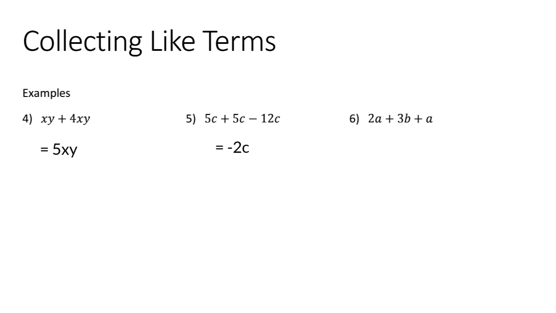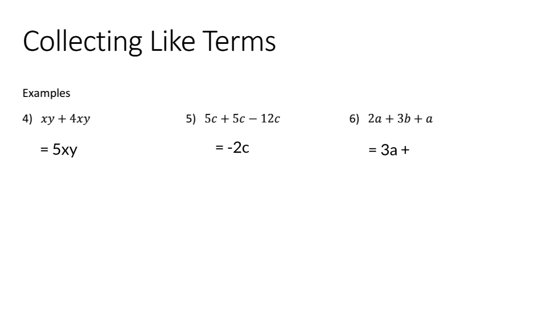For number 6, we have 2a plus 3b plus a. So I'm quite happy here that a and b are different. Okay, different letters of the alphabet. So if I'm collecting my like terms, I'm not going to bring the a's and the b's together. What I'm going to look for is, if I've got like terms in my expression, I'm going to deal with it alphabetically. So the first thing I'm going to do is bring my like terms together. I'm going to start with the a's. I've got 2a plus an a. Well, that's going to give me 3a.